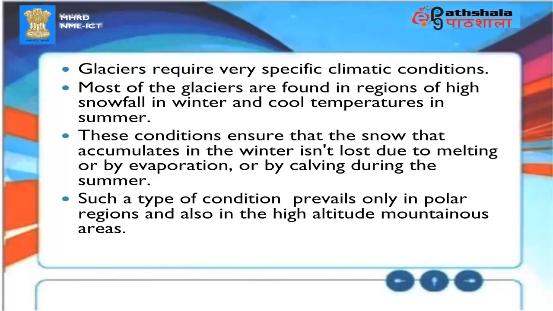Glaciers require very specific climatic conditions. Most of the glaciers are found in regions of high snowfall in winter and cool temperatures in summer. These conditions ensure that the snow that accumulates in the winter isn't lost due to melting or by evaporation or by calving during the summer. Such a type of condition prevails only in polar regions and also in the high altitude mountainous areas.